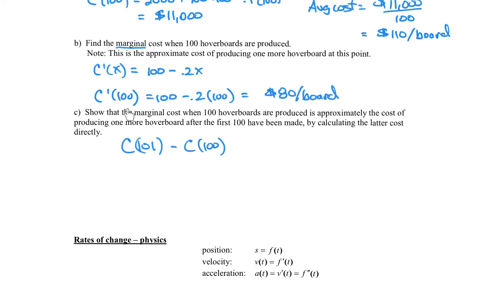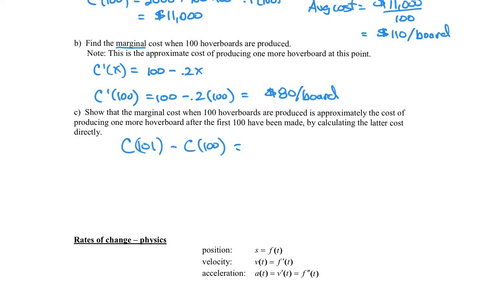We said that at this point, the cost function is changing by $80 a board, which means that the next board that comes out of here, the 101st board, would be about $80 to make. And now we'll use the cost function instead of the marginal cost function to calculate this directly. How much does it cost to make 101 boards? Subtract off the cost to make the first 100 boards, and that would leave us with the cost to make the 101st board. And we can calculate this just by using the formula above.